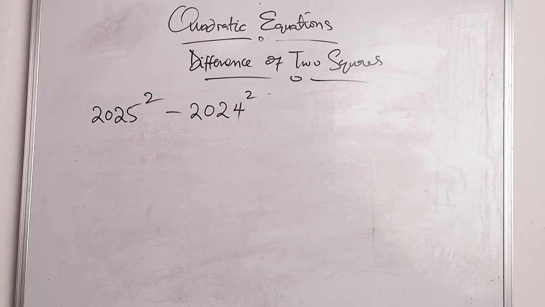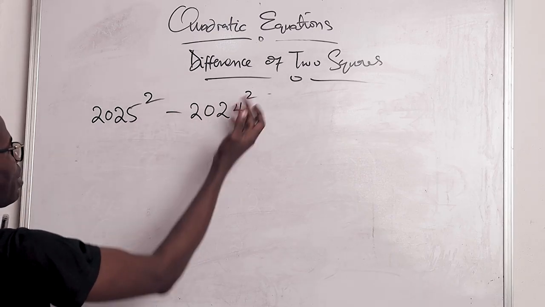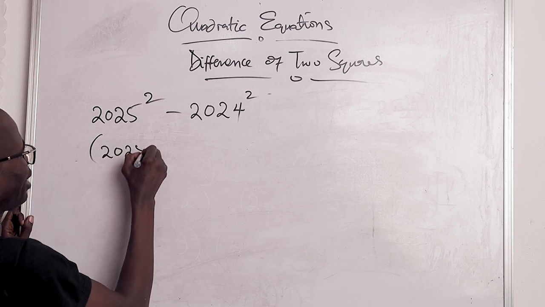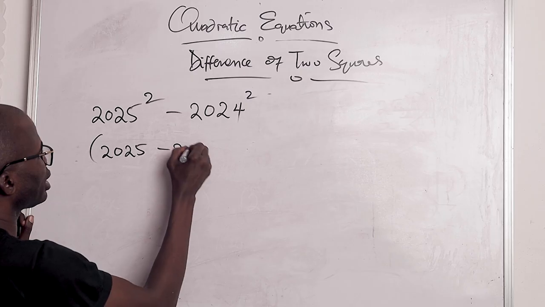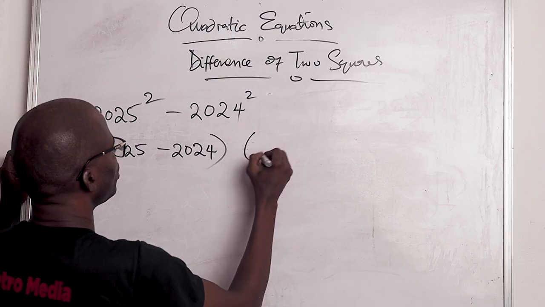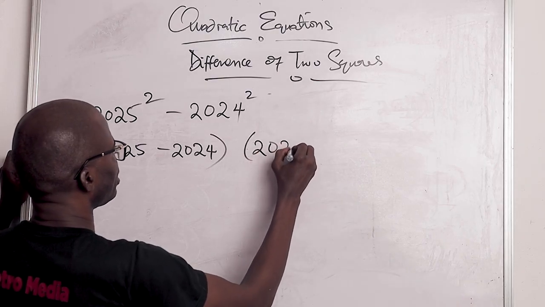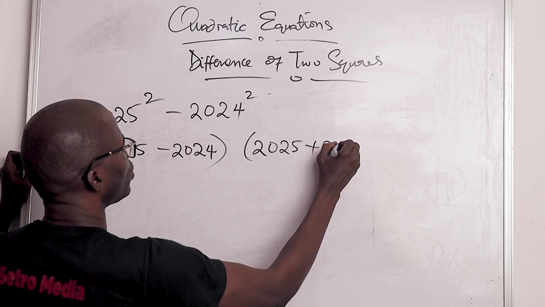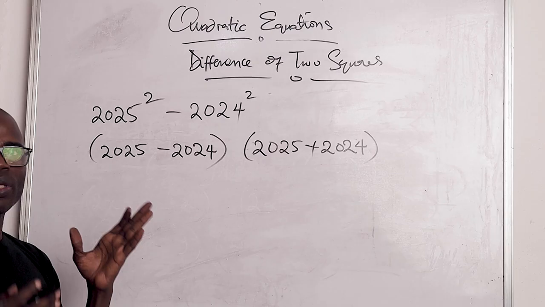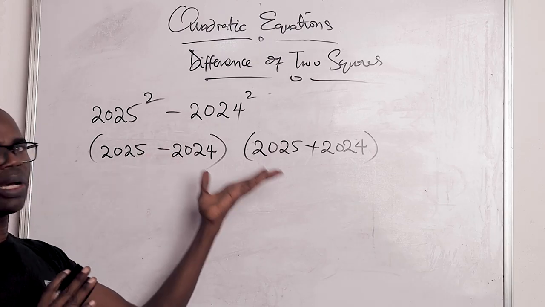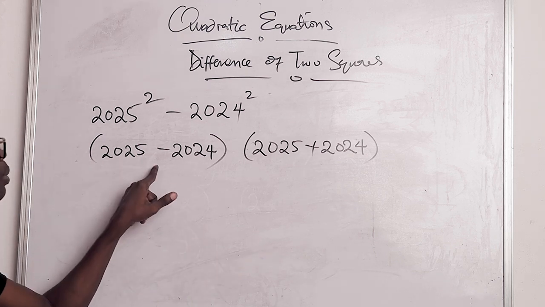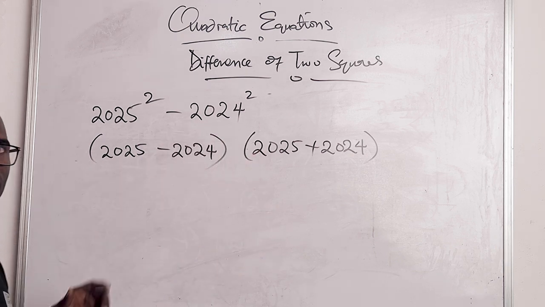Very fast. It's very easy. Remember the difference of 2 squares, both of them are squared. So what will happen is the first bracket will be 2025 minus what? Minus 2024 in bracket, isn't it? Then you have 2025 plus 2024. This will drive home the point because you'll see that difference of 2 squares, if one is positive, the other one must be negative. If one is negative, the other one must be positive. So that's why you minus this first and you add the two of them next.